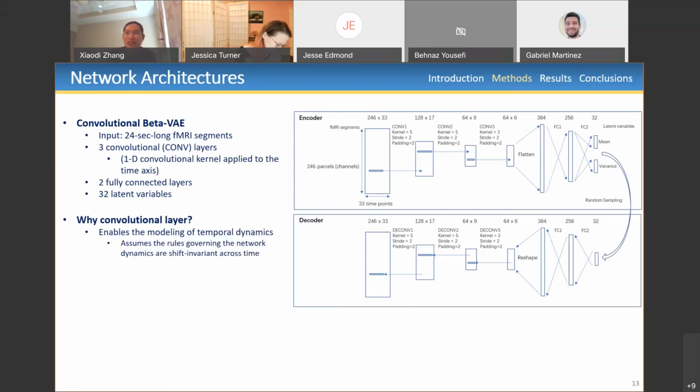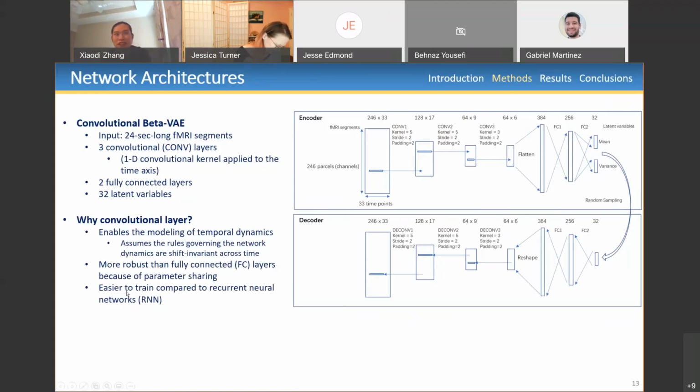we apply the 1D convolutional kernel to the time axis. So essentially, we are trying to let the convolutional kernel figure out the temporal dynamics. Compared to a fully connected layer, the convolutional kernel has parameter sharing, so it has fewer parameters, and in a way, having fewer parameters would make it more robust, since it's a sort of regularization. And that's why we apply convolutional kernels here.